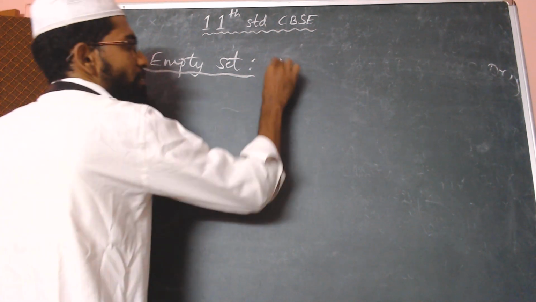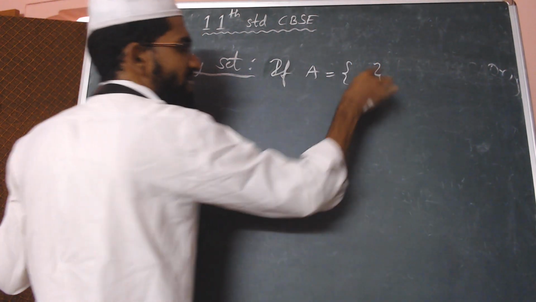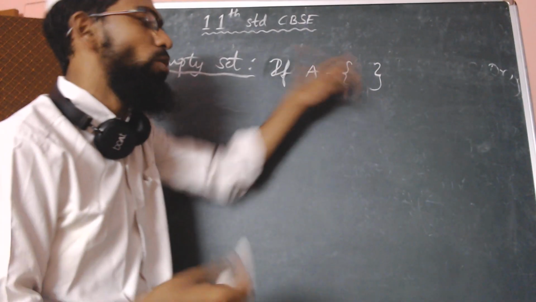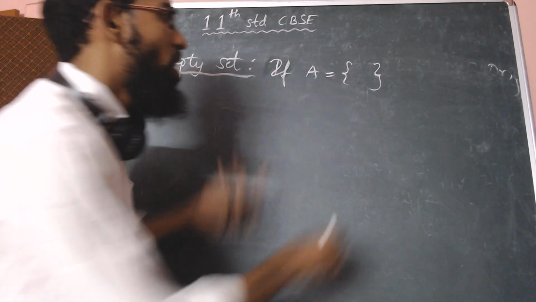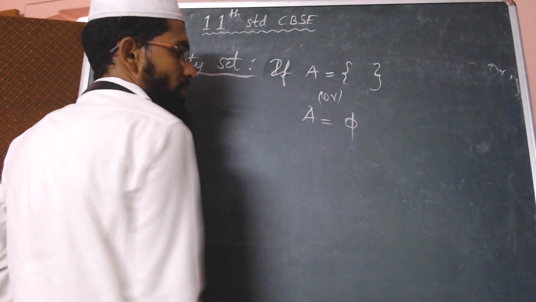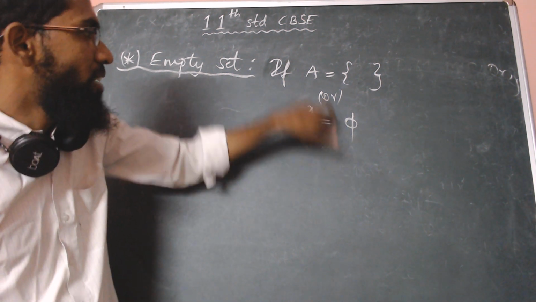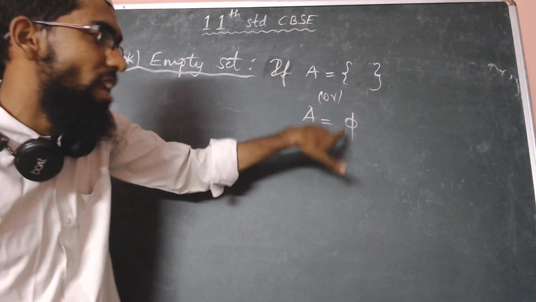So if A equals, how will you write an empty set? You can write like this: start the brace and end the brace without putting any element inside. Or you can write like this also, you can use this Greek alphabet phi. This A is a null set. Either I can represent the null set like this or like this.